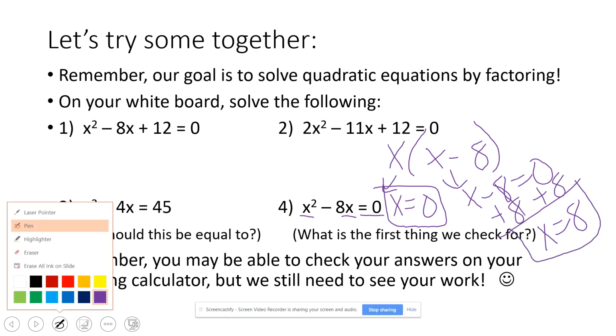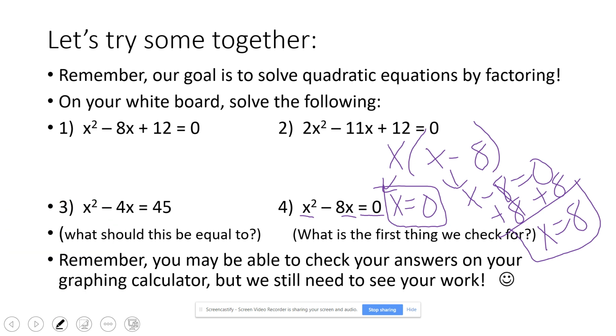Now remember, I'll highlight this here. You can check your answers on your graphing calculator. If it's a whole number, then those intercepts, roots, solutions, or zeros will be visible on your table as well as on your graph. Okay, but we still want to see your work. Also, make sure you pay attention to whether the question is asking you to factor or to solve.